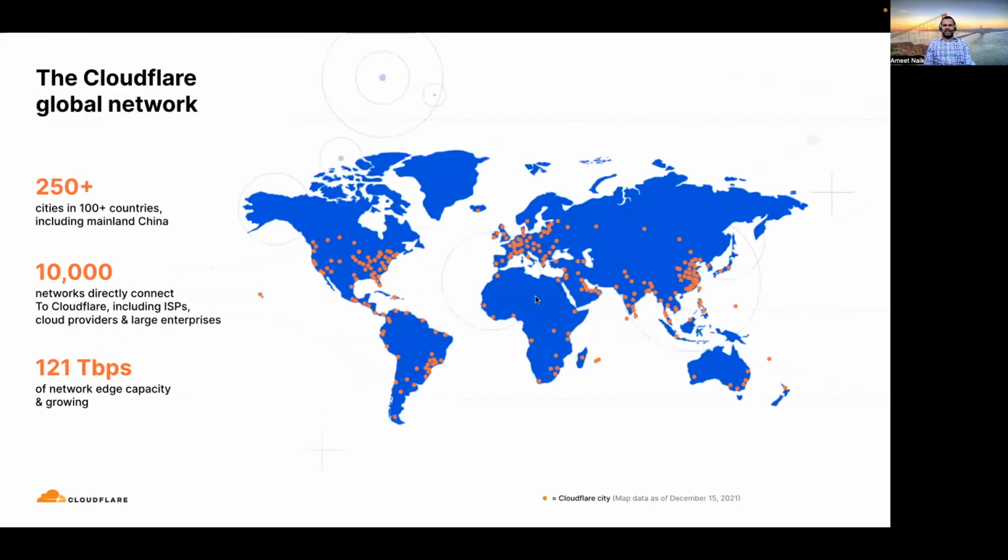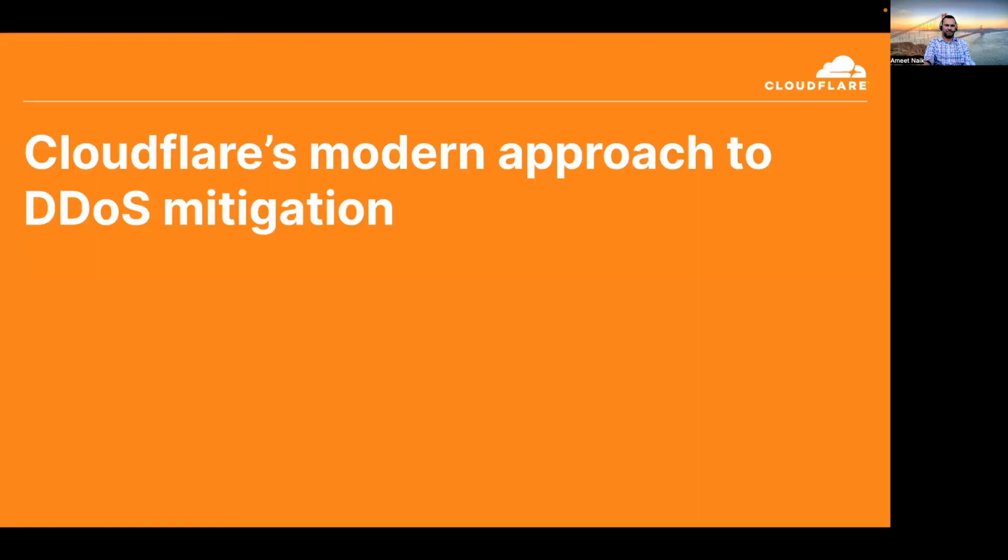This is all done using the Cloudflare Global Network, which spans over 250 cities in over 100 countries across the globe. This is one of the most densely connected networks in the world, with direct peering connections to over 10,000 different networks, including ISPs, cloud providers, and many large enterprise networks. Together, this amounts to about 121 terabits per second of network edge capacity, which is orders of magnitude larger than any DDoS attack we've ever seen. And this provides effective protection for all kinds of attacks that are coming towards your network.